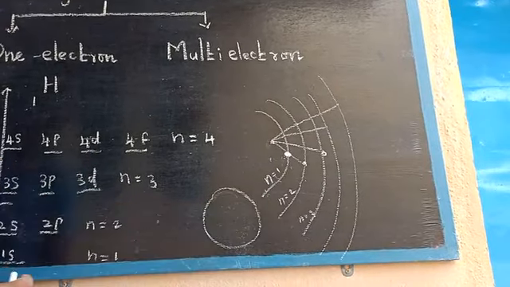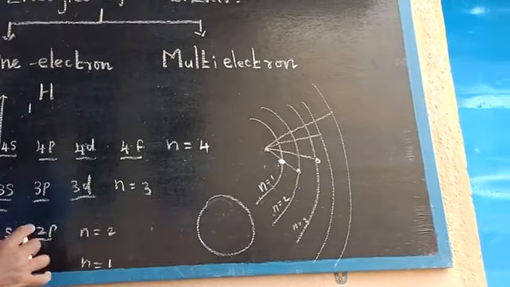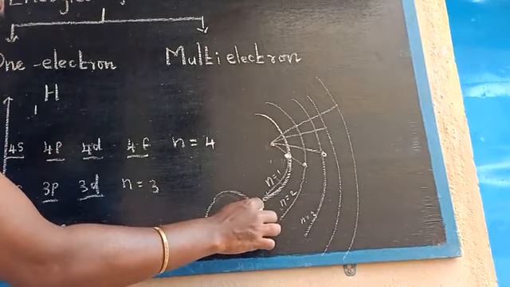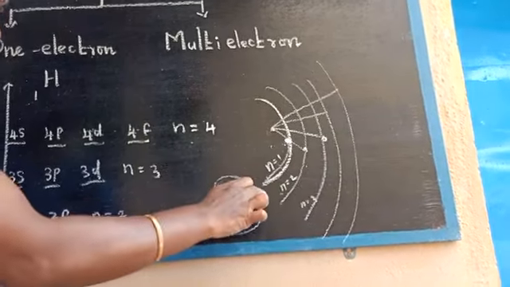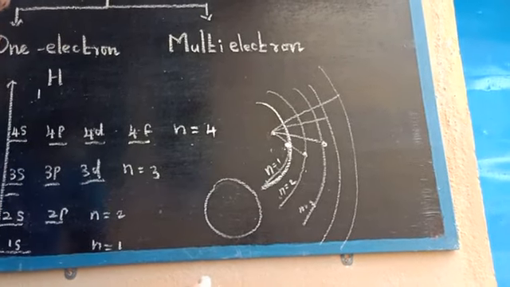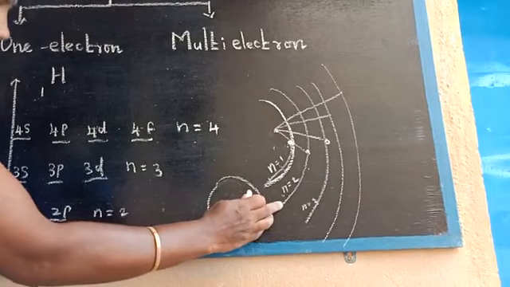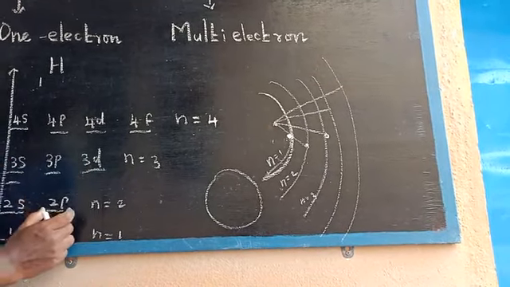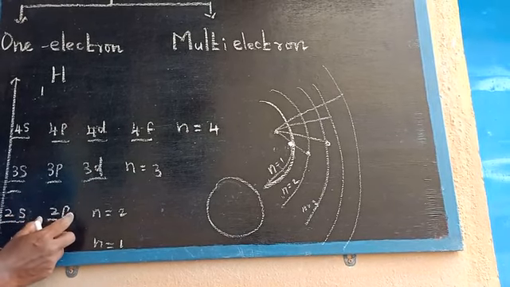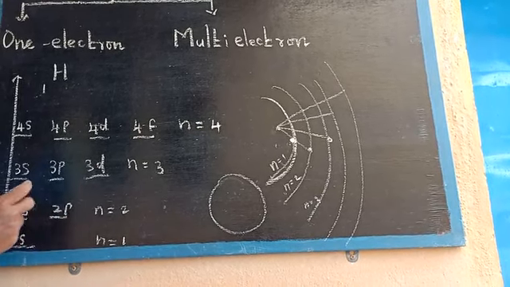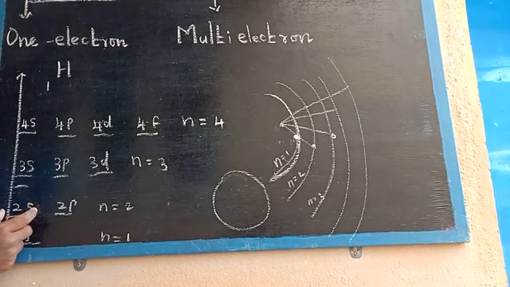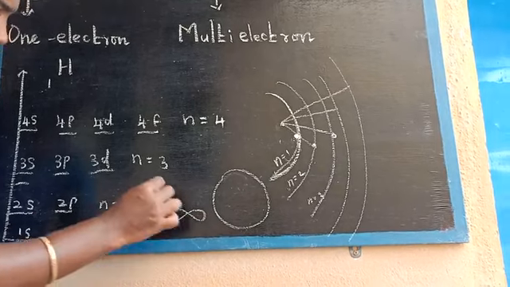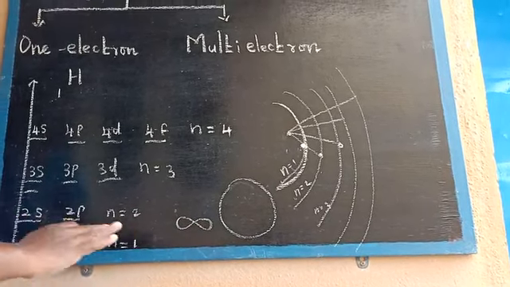N is equal to 1, 1s. N is equal to 2, here 2. The circular path in which the electron revolves is known as an orbit. This orbit contains subshells, that is orbitals. Here only 1s. N is equal to 2, so 2 orbitals are present. One is the s orbital and another is the p orbital. The s orbital shape is spherical, the p orbital shape is dumbbell shaped, even though they are present in the same energy level.